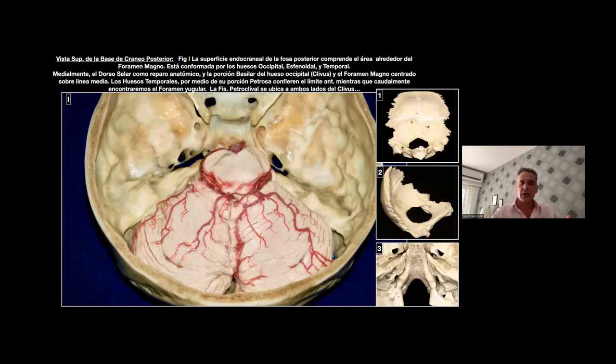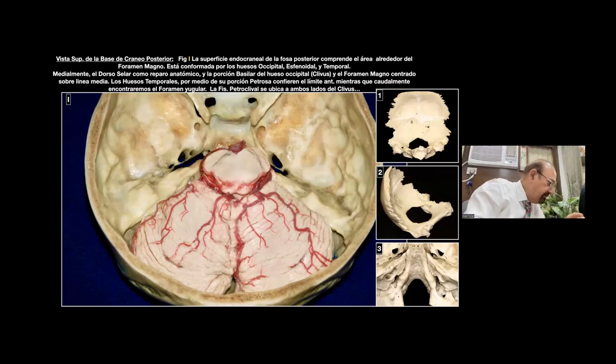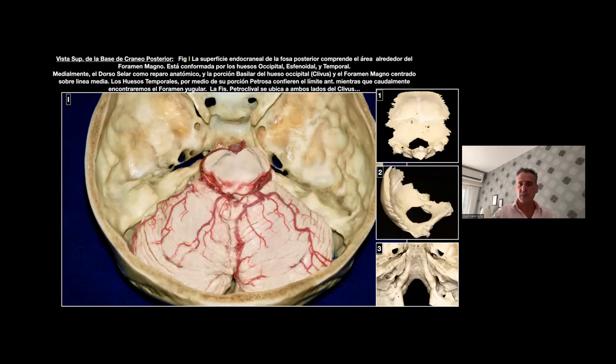These structures, bone structures, bone details are crucial when we try to understand the different position of the cranial nerves, the vascular structures, and the CP.